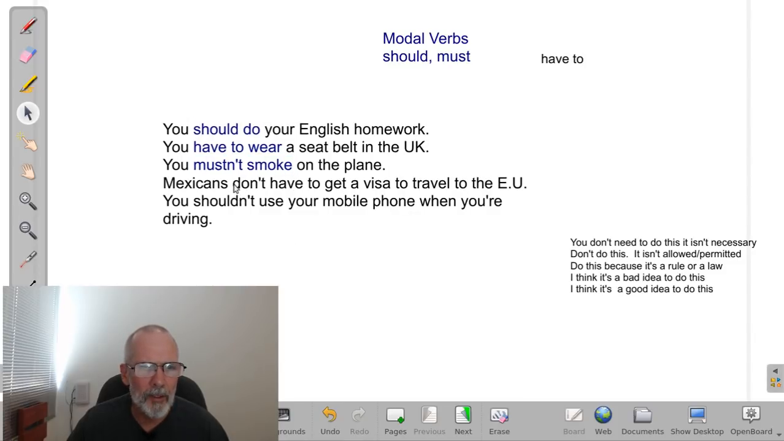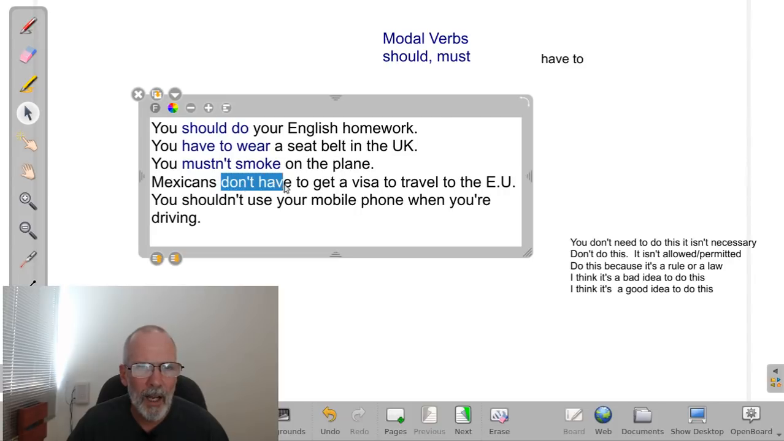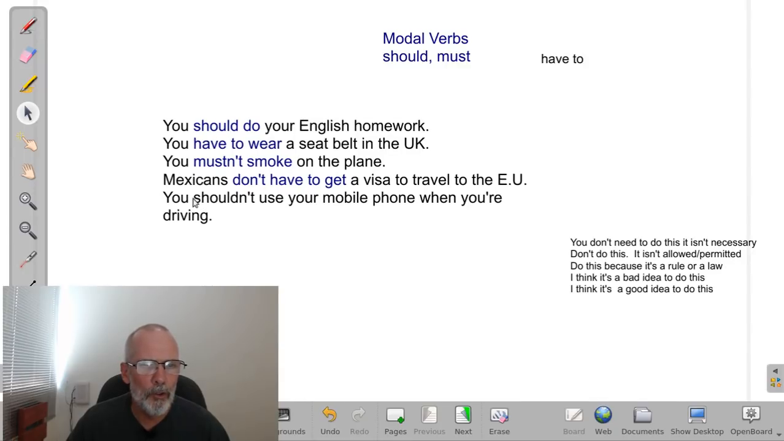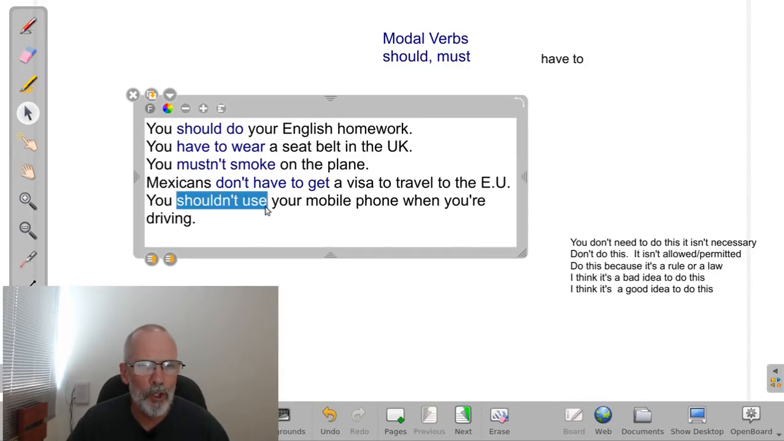And then we have don't have to get, a negative using have to. Hi Franklin. Next we have a negative with should, shouldn't: you shouldn't use.